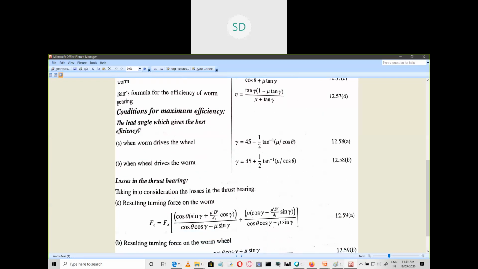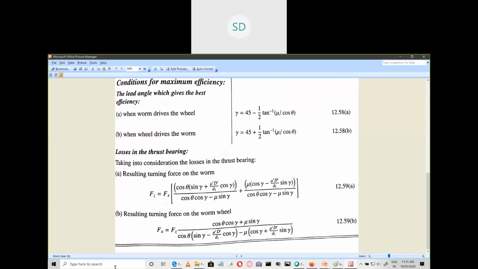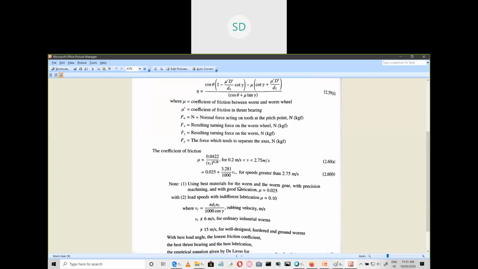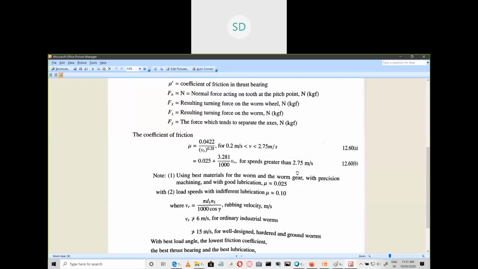Next, the lead angle which gives the best efficiency. Let it be. Now these are the resulting turning forces. So you can use these two equations to find out the efficiency. So next, to obtain the coefficient of friction, let us go for equations here, that is equation number 12.60a or 12.60b. Based on these conditions, you can use any one of the equations here.